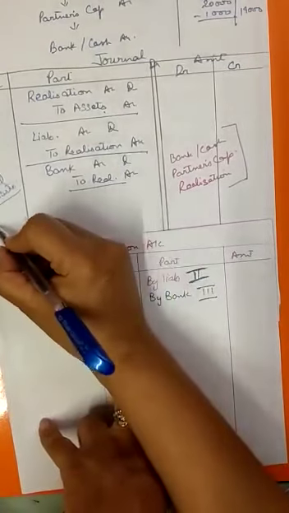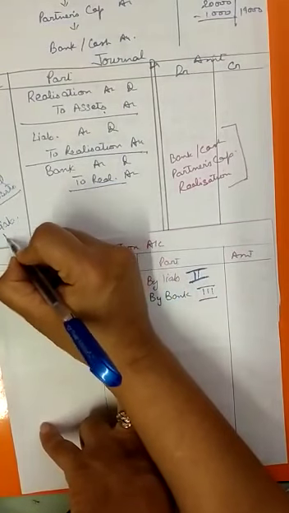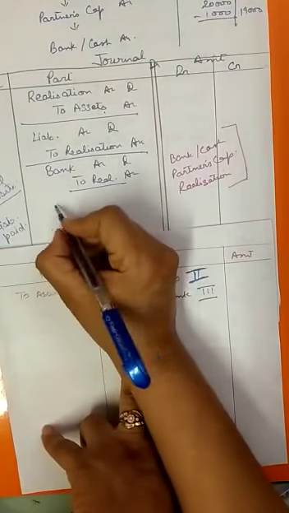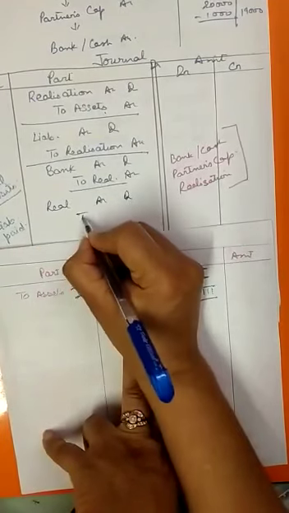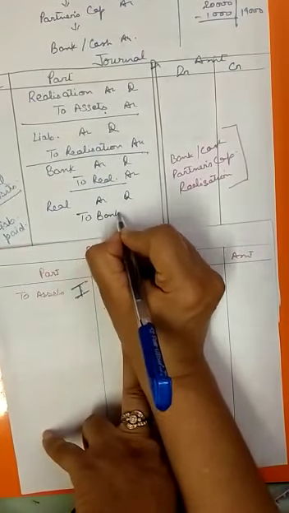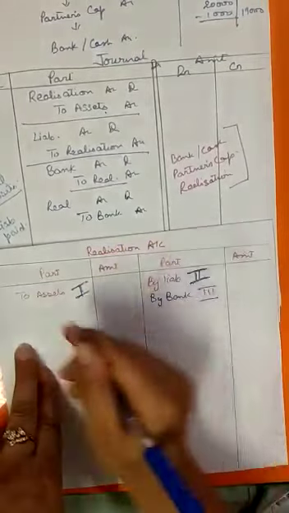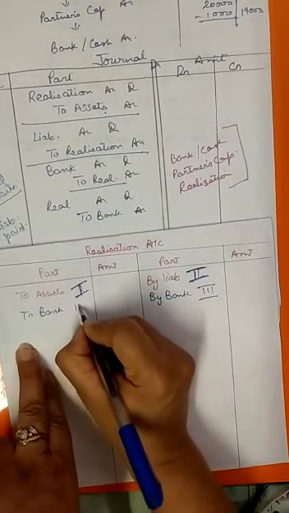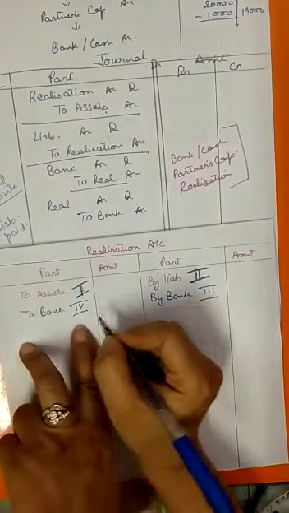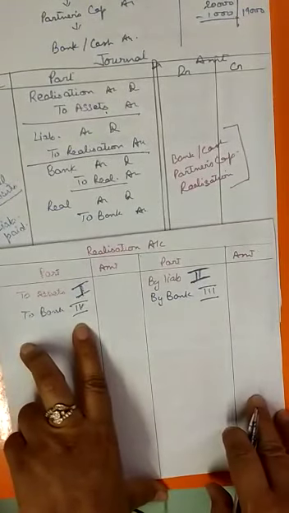And when any liability is paid, it will be realization account debited to bank. I told you all assets and liabilities have been closed, they do not exist, so it will be to bank for paying off any liability.